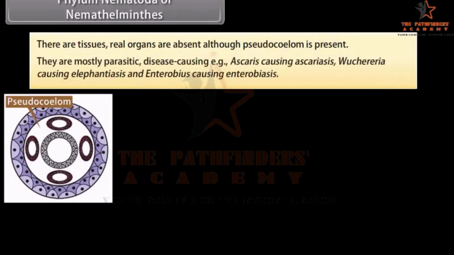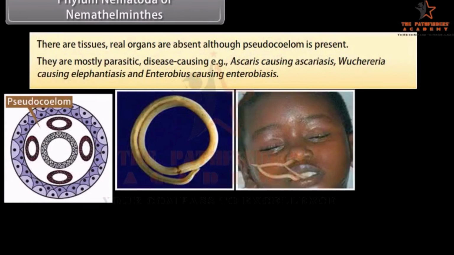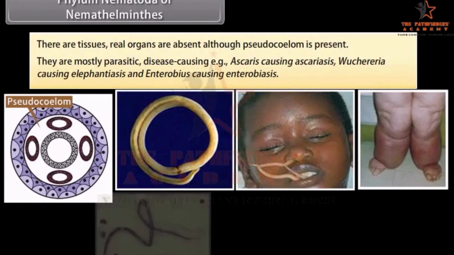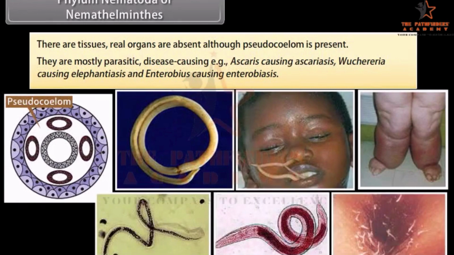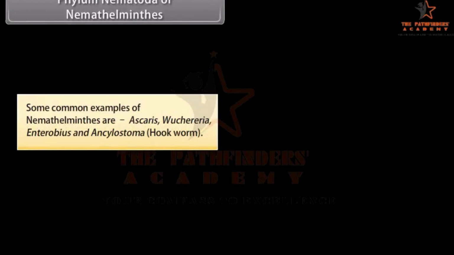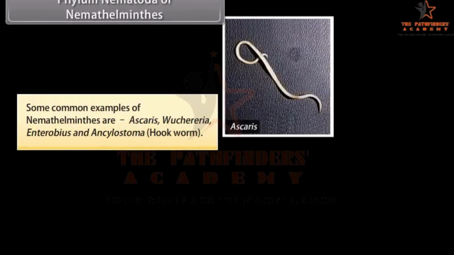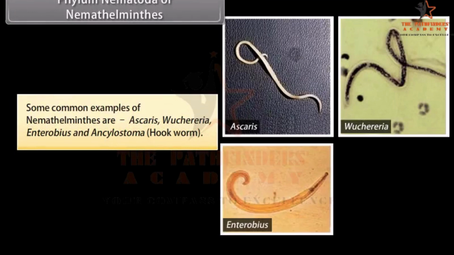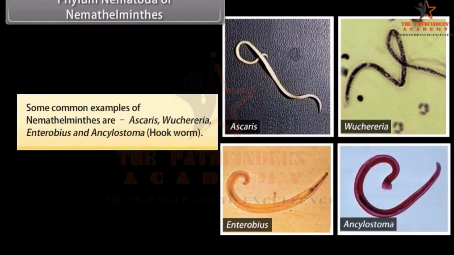They are mostly parasitic disease-causing, example, ascaris causing ascariasis, Wuchereria causing elephantiasis, and enterobius causing enterobiasis. Some common examples of Nemathelminthes are ascaris, Wuchereria, enterobius, and ancylostoma, hookworm.